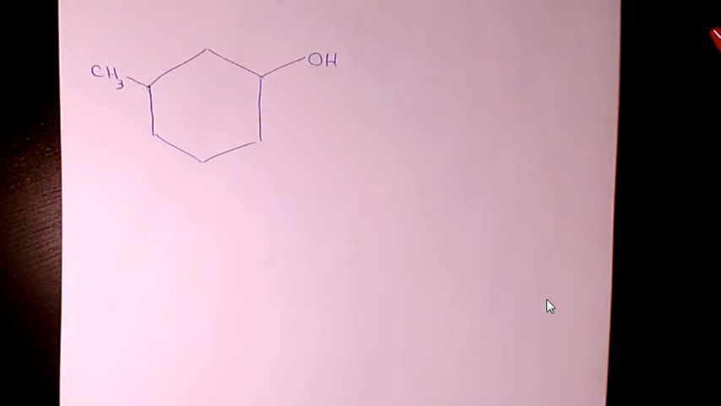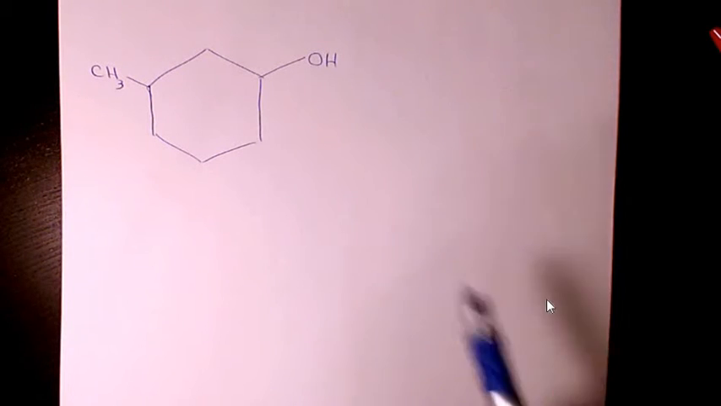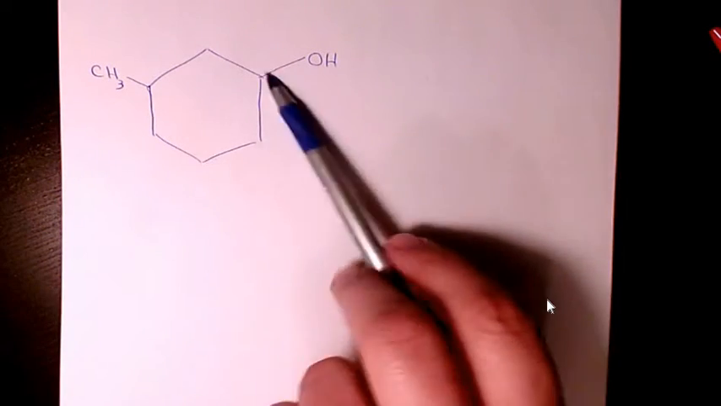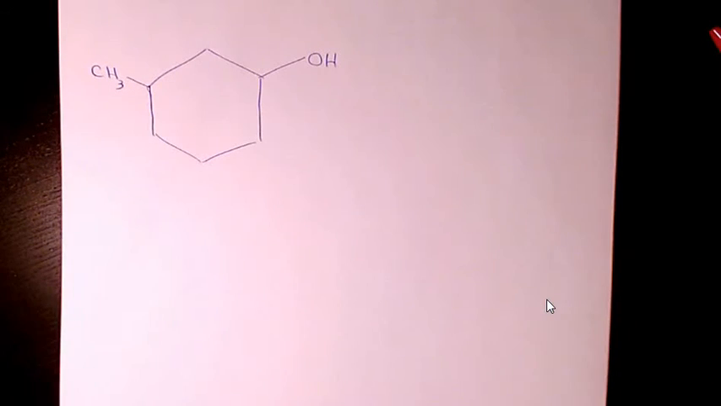Welcome to my channel. In this video I want to show you how to name this organic chemical. As you see here, we are dealing with cyclohexane. We have a methyl group and we have a hydroxyl group. Since we have a hydroxyl group, it means that we are dealing with an alcohol. So let's start naming them.